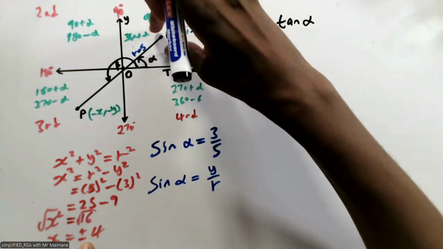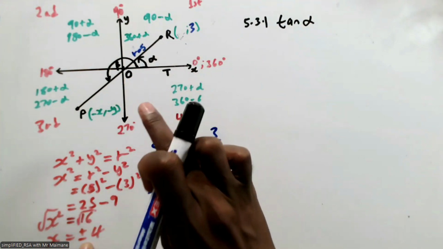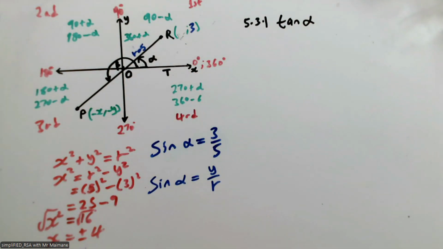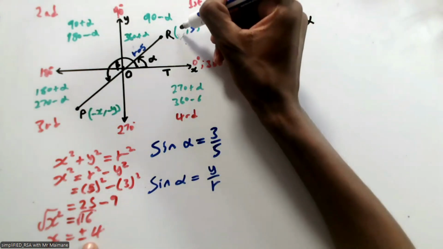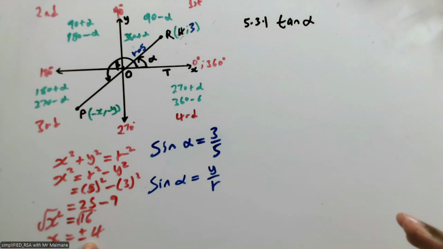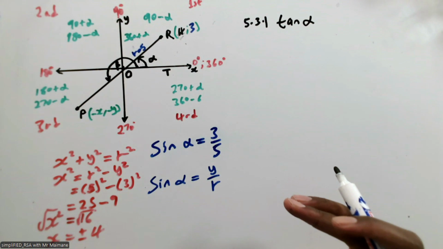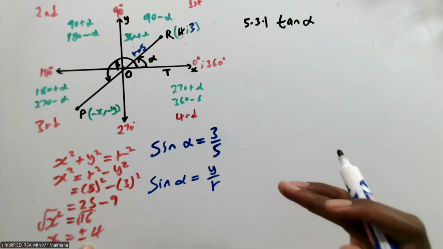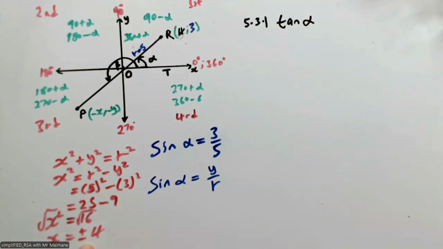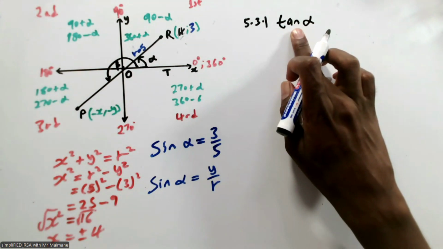Because r is on the first quadrant, and I know that x there will always be positive. So I have to take x as positive 4. Otherwise, it could have been negative if it was on another quadrant. But because it is on the first quadrant, I have to take a positive 4 for the value. And then having all the points, it would be easy now to determine tan of alpha.